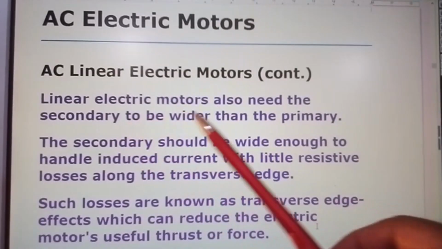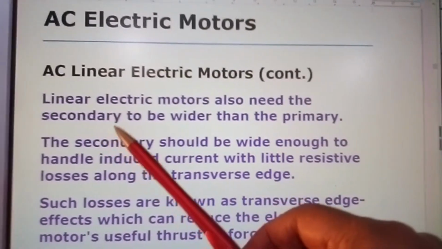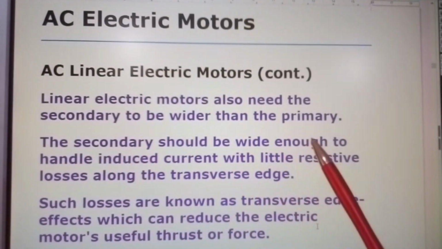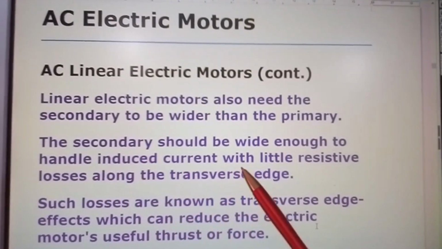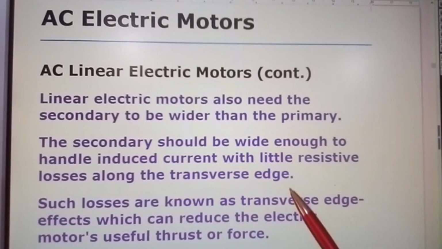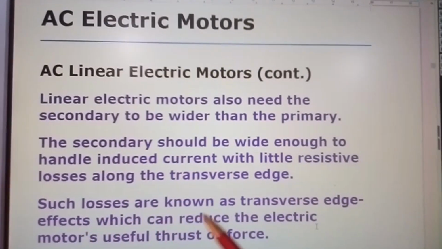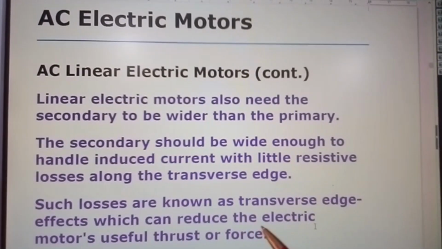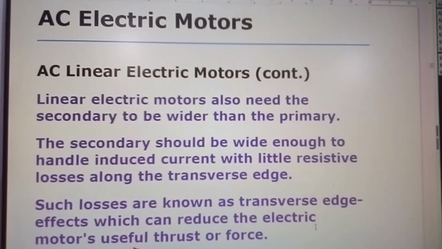Now, linear electric motors also need the secondary to be wider than the primary. The secondary should be wide enough to handle induced current with little resistive losses along the transverse edge. Such losses are known as transverse edge effects, which can reduce the electric motor's useful thrust or force.